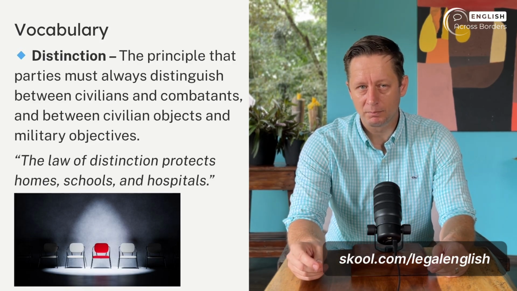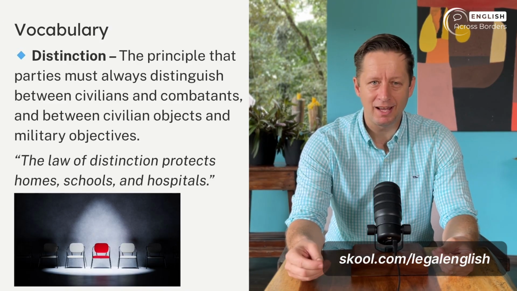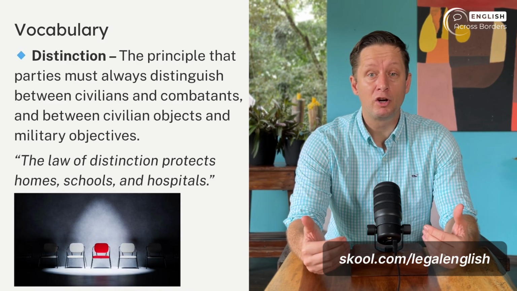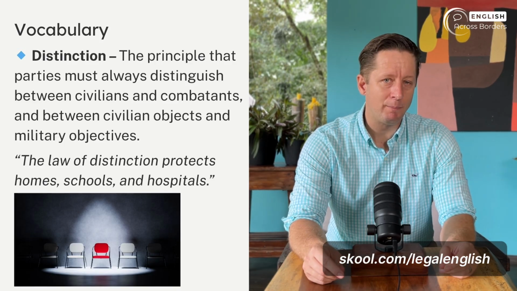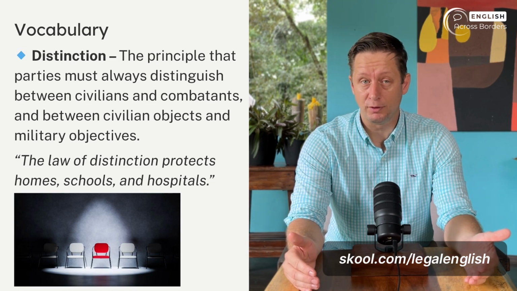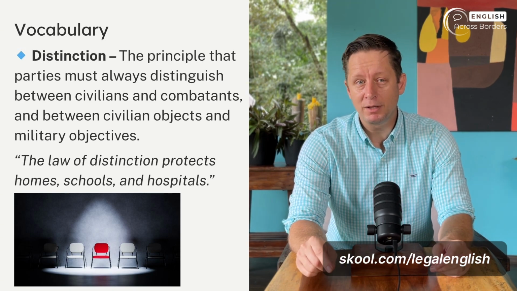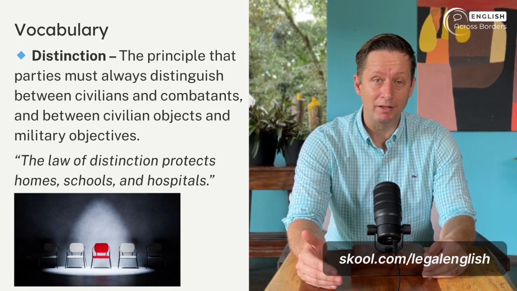Military objectives include weapons, bases, tanks, or even buildings that are being used for military advantage. Civilian objects include houses, schools, farms, and hospitals. These must not be attacked unless they lose protection by being used militarily.